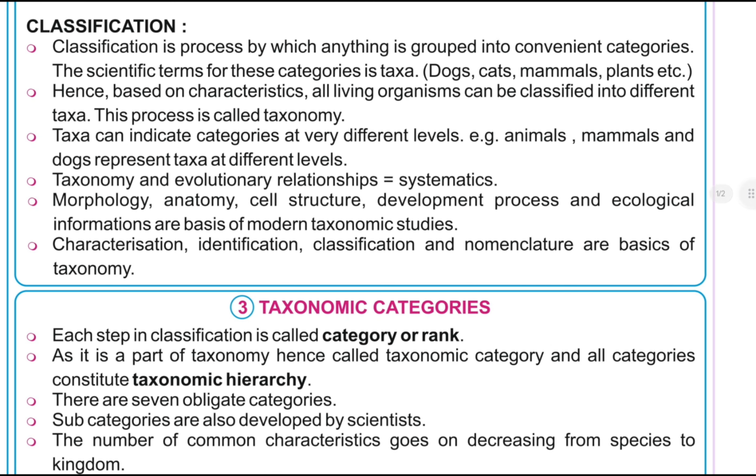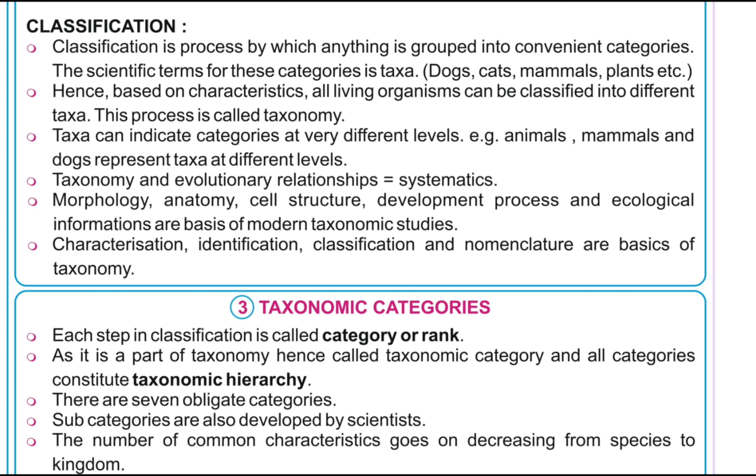Classification. Classification is the process by which anything is grouped into convenient categories. The scientific term for these categories is taxa: dogs, cats, mammals, plants, etc. Hence, based on characteristics, all living organisms can be classified into different taxa. This process is called taxonomy. Taxa indicate categories at very different levels. Example: animals, mammals and dogs represent taxa at different levels.